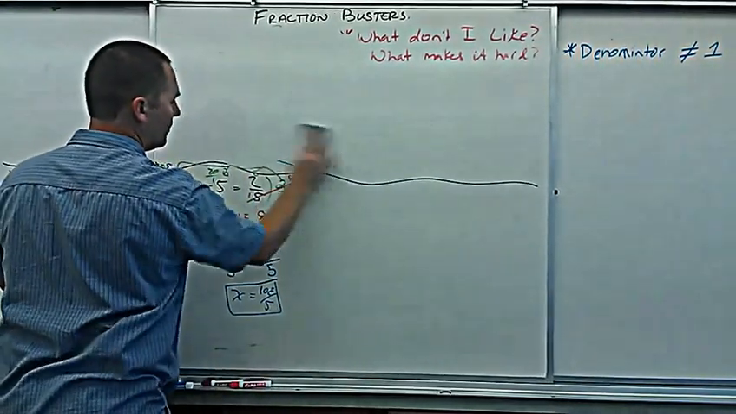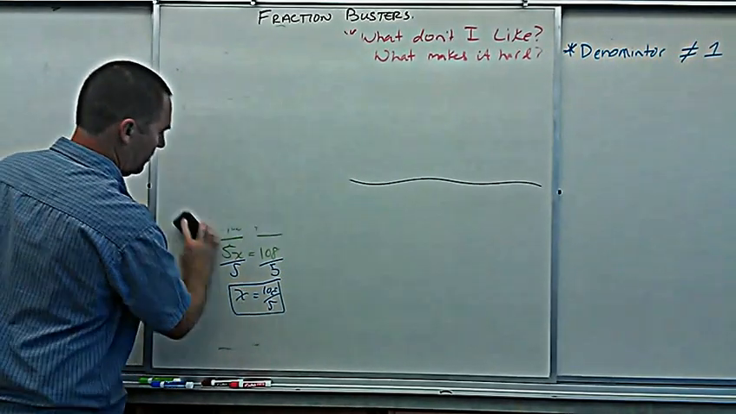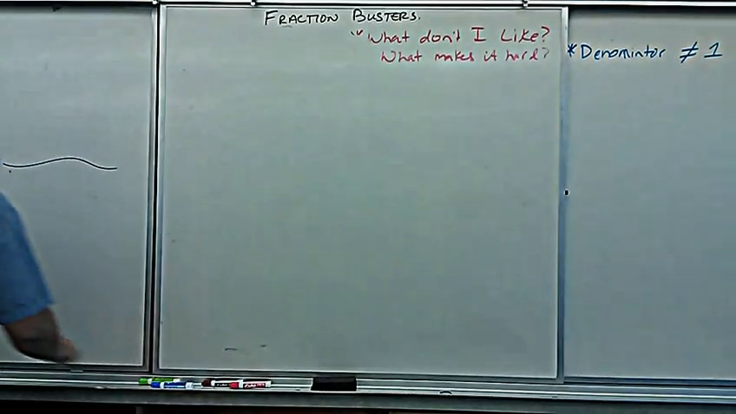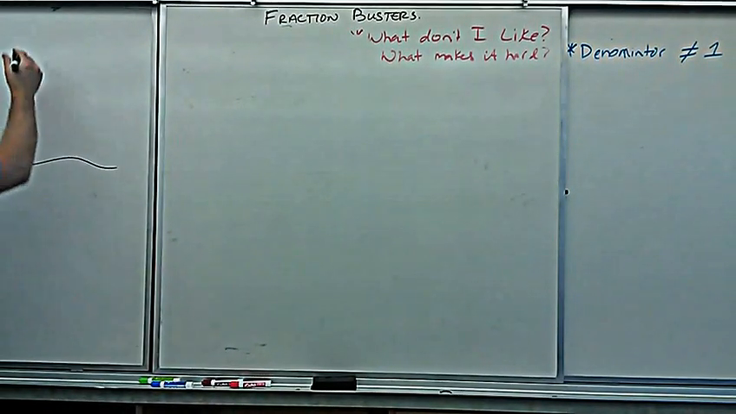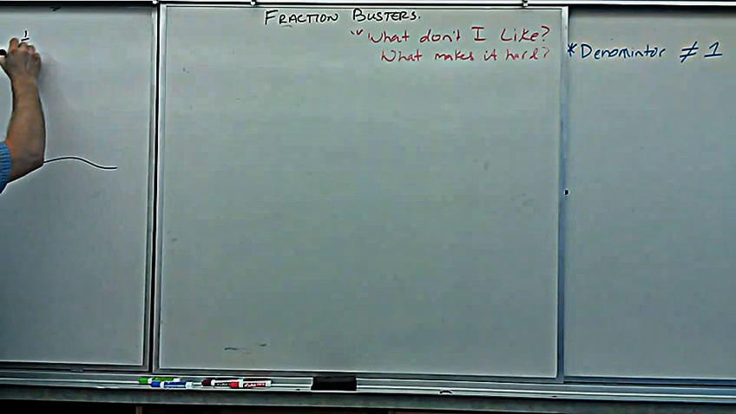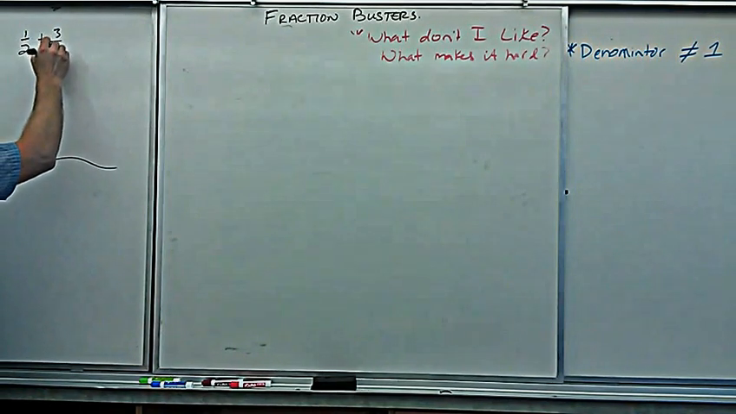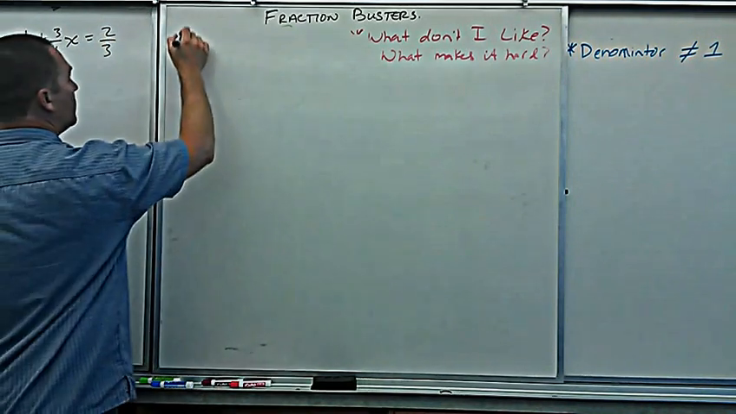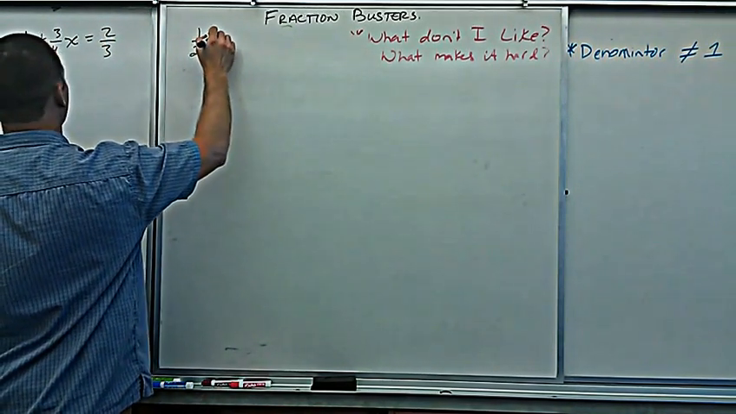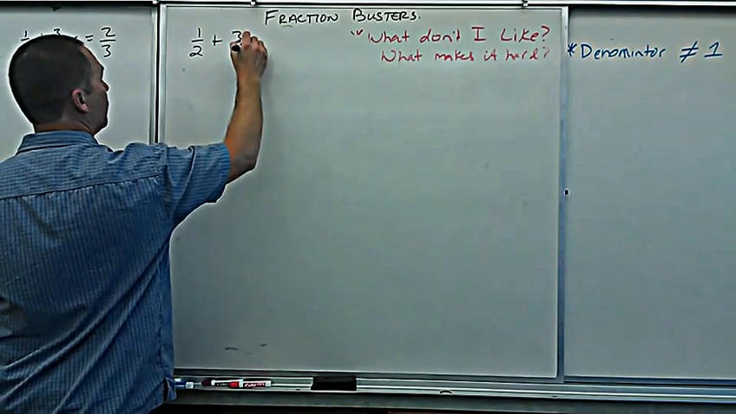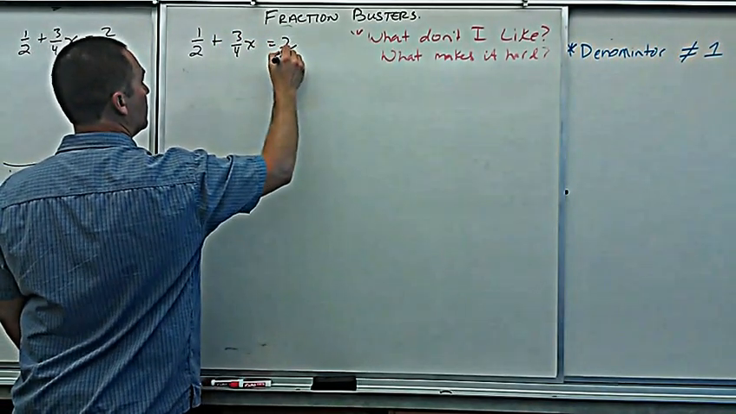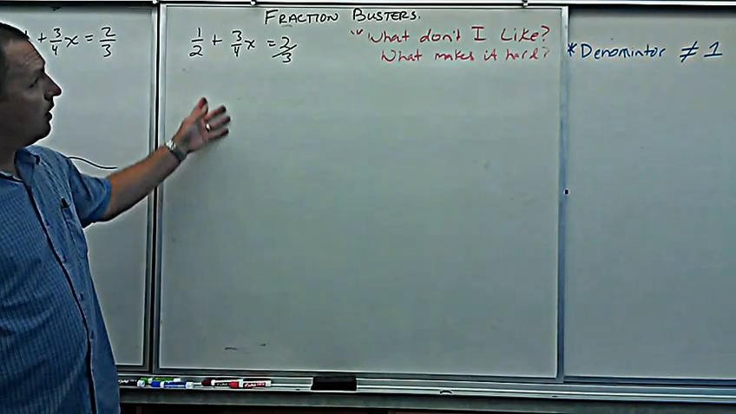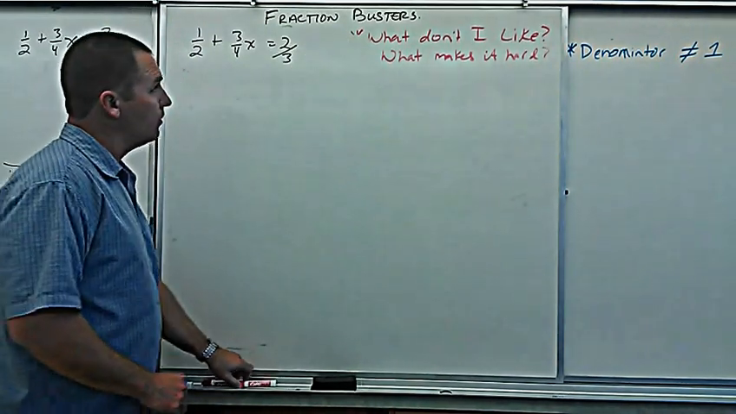And you'll see each one gets a little bit more difficult, and we'll attack them one at a time. So the third problem that we have is 1/2 plus 3/4 x equals 2/3. Okay. So you probably can tell, to answer my questions, what makes this difficult.